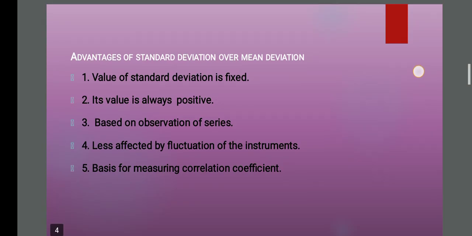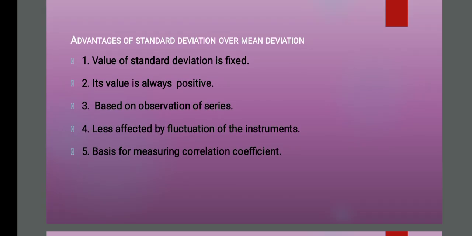Now we can see what are the advantages of standard deviation. It has many advantages. The first one is, standard deviation is a fixed value. Secondly, it is a positive value. Then it is based on the observation of the series of values. It is less affected by fluctuation of the instrument. And last one, it's a basis for measuring correlation coefficient.